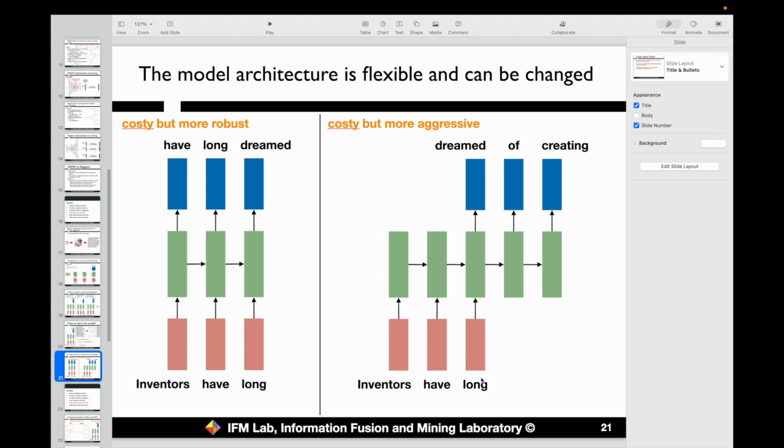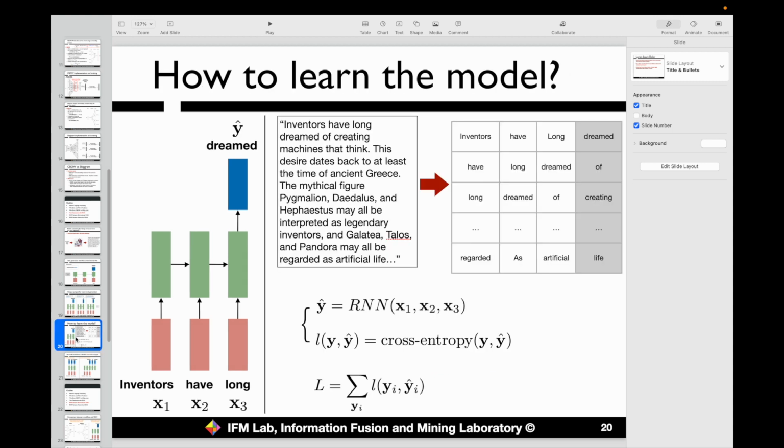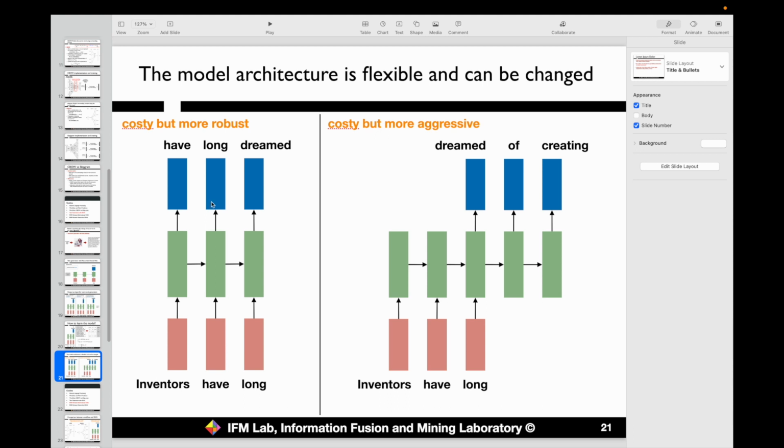So compared with the previous model architecture, this one will be more costly because we have to generate 3 terms, and we have to calculate 3 loss terms and sum them together. This one costs much more than this one, right? This one we have only 1 single loss term for learning the model. This one we have 3.